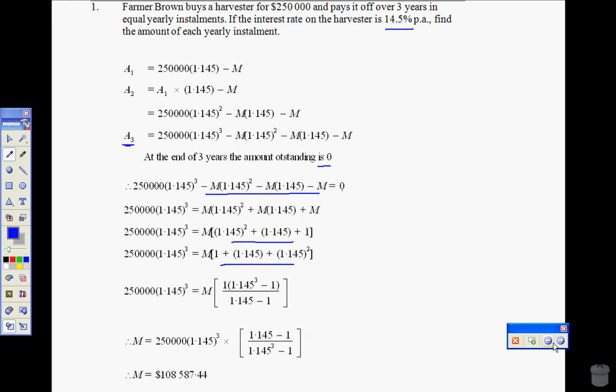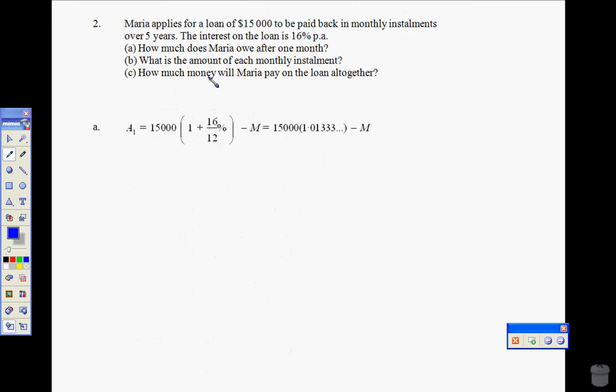So if we have a look at question 2, this time Maria's got a loan of $15,000. She's paying it in monthly installments over 5 years, and the interest on the loan is 16% per annum. So after 1 month, what does it look like? Well, she's had the 15,000. It's had interest calculated on it for a month. Now realise that because it's monthly installments and it's 16% per annum, we've got to divide the 16 by 12 because we want a percent per month.